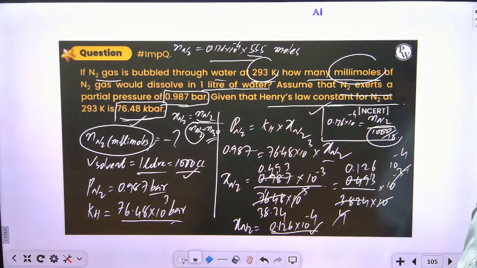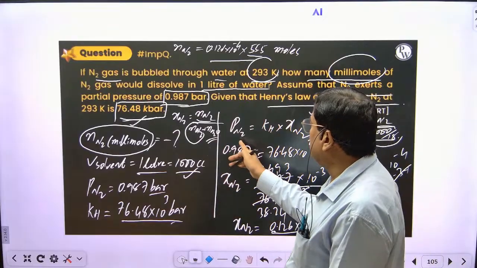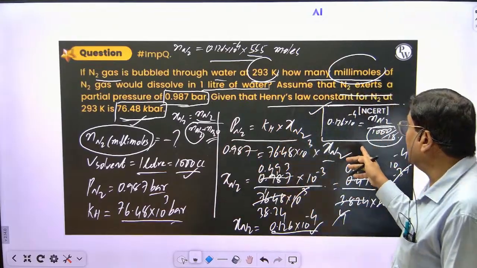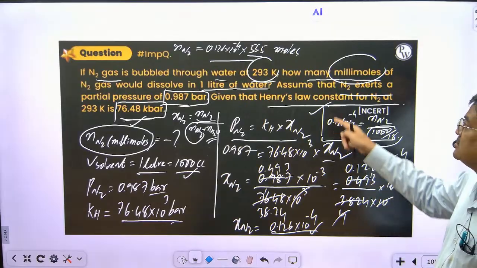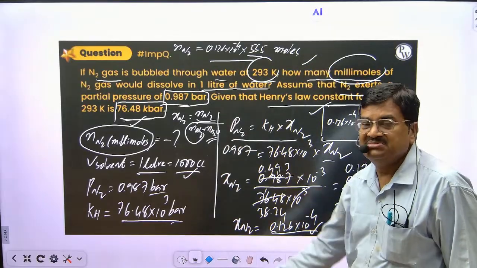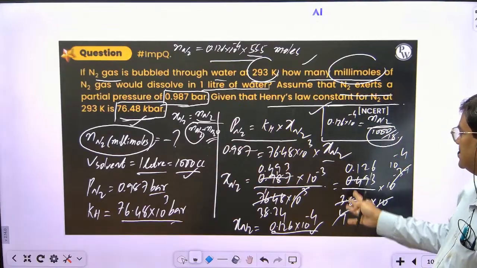Copy this up to here. Understood, all of you? So this is the relation we took, and we are finding how many moles are present, in millimoles we have to find. Copy up to this, then I will continue on the next page because there is no space. Copy this, all of you.